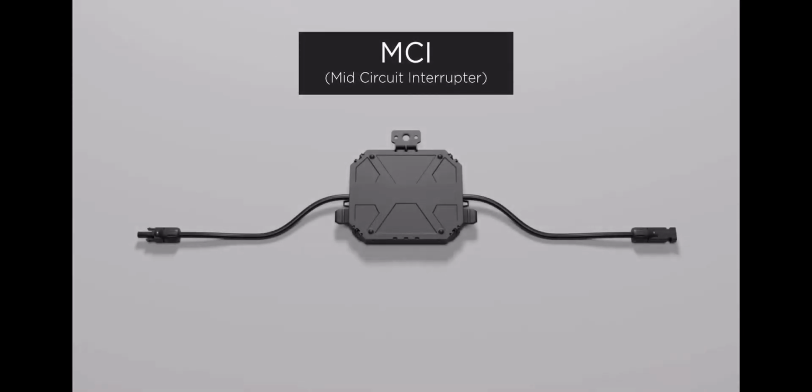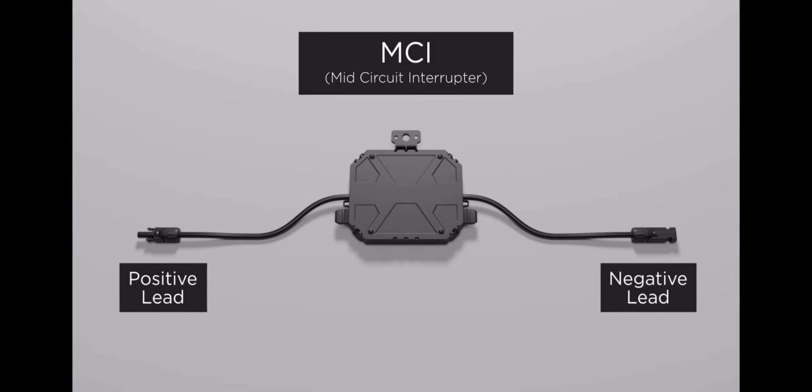This is an MCI. It has a positive lead on one side and a negative lead on the other side. The MCI is a product of Tesla's innovation. The MCI and PV inverter function together to provide efficient rapid shutdown functionality on residential PV installations.